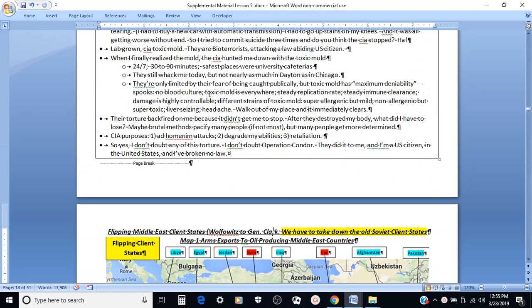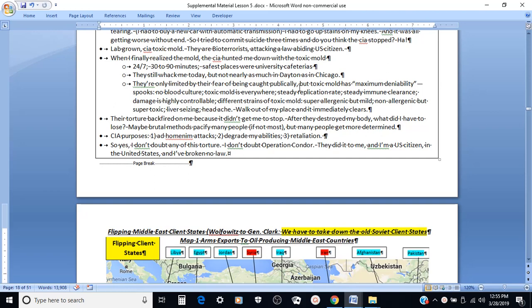Let's see. Yeah, they're spooks. But toxic mold has maximum deniability, right? They're spooks. They destroy evidence. I can teach you so many stories of how good they are at destroying evidence, right? And they manufacture false evidence. They're so good at it. They have it down to an art and science, right? And what is that? All of that is lies, right? Manufacturing evidence, destroying evidence. Just the stuff of lies.